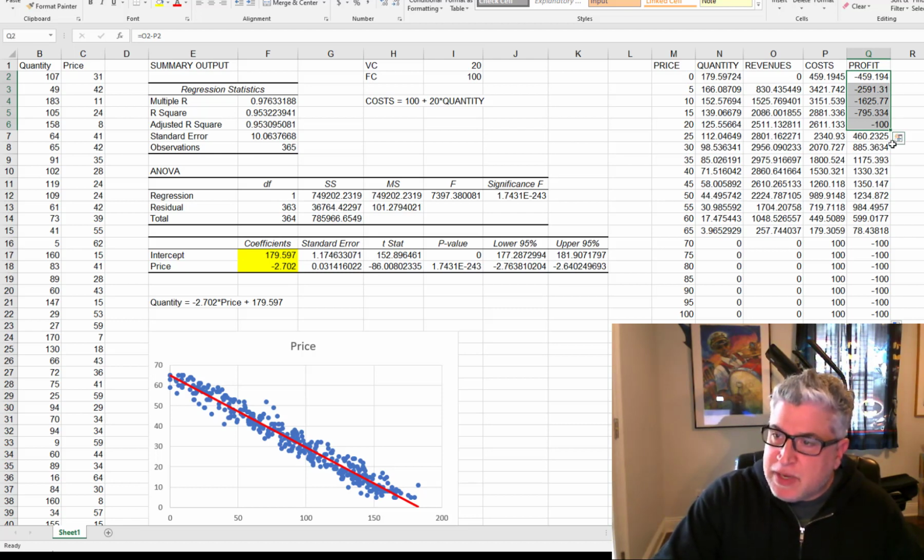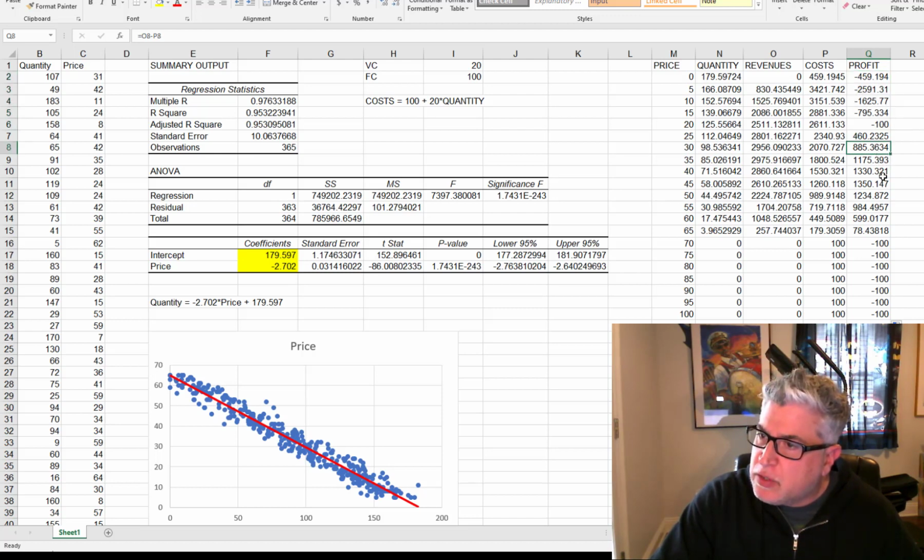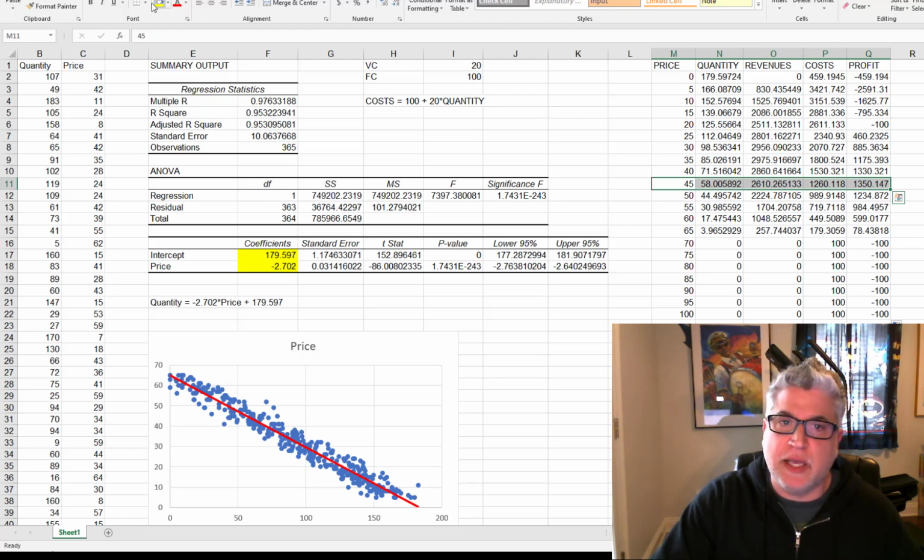But there is going to be some kind of sweet spot here that is going to maximize profits, and so now our task is just to find what that row is. So let's try to find the largest number here. And it looks like it's right there. It's the highest number that we can get for profit.